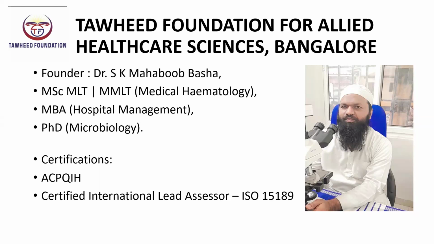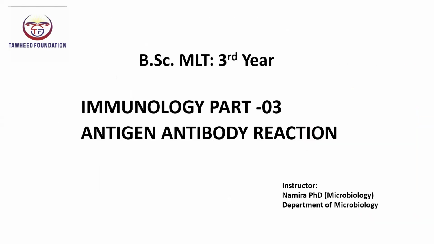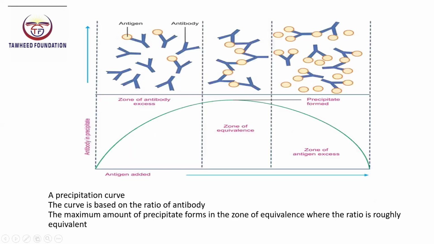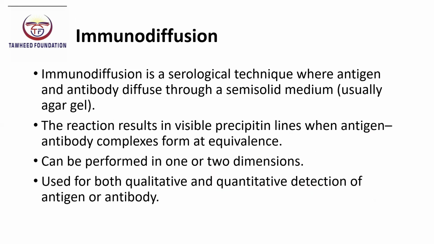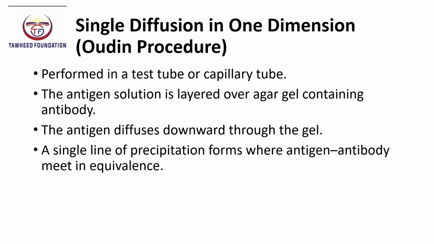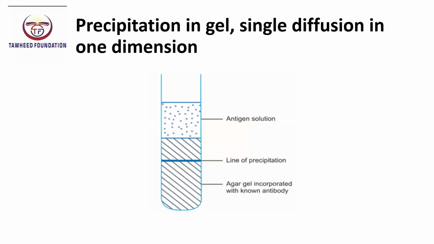So today's class is the continuation of antigen antibody reaction, part 3 of immunology for BSc MLT third year students. In last class, we ended till single diffusion in one dimension. We will continue from here now.